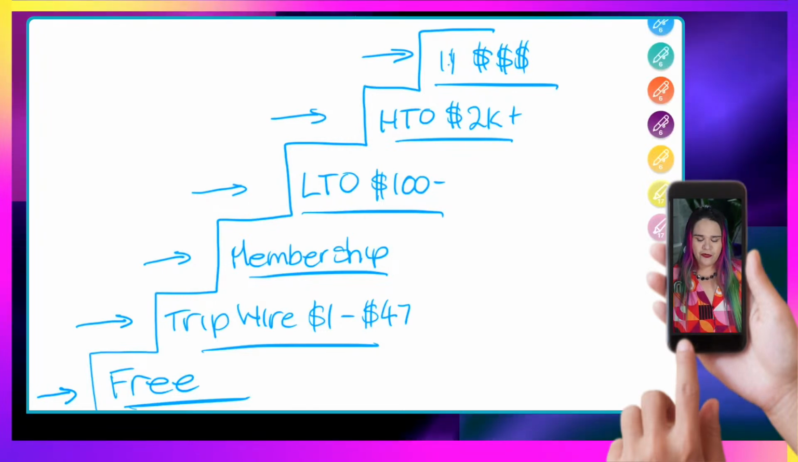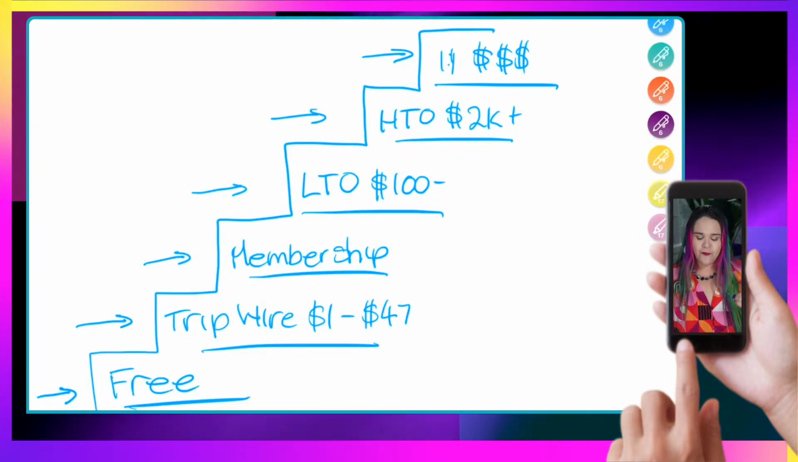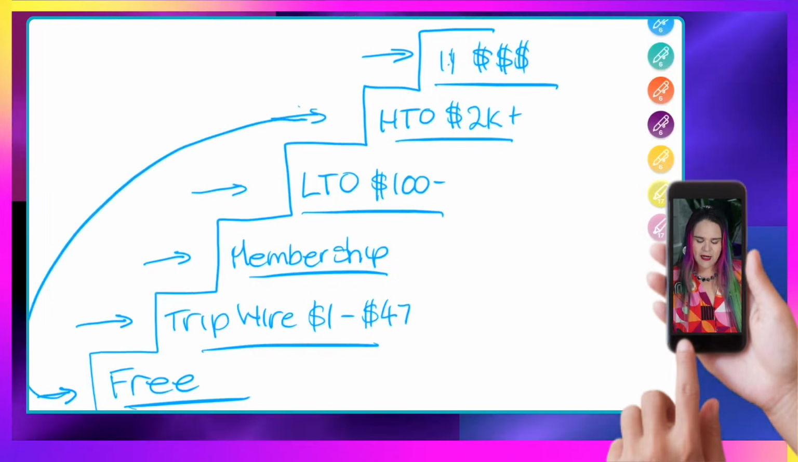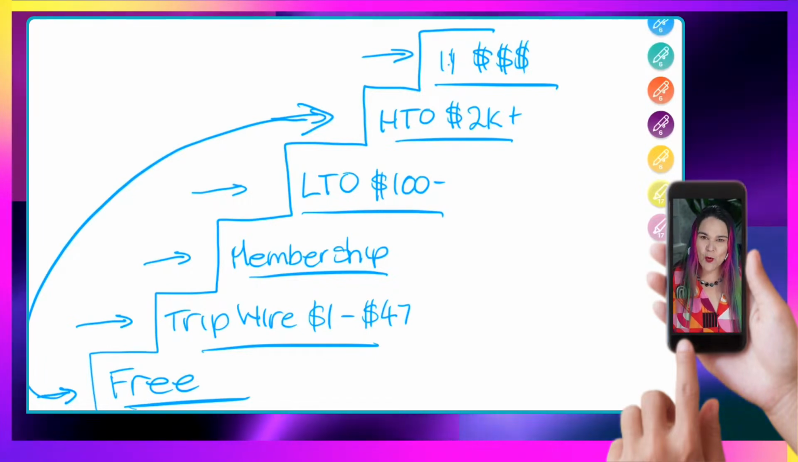So what I want you to do is, let's keep it super simple. Everything runs from free to high ticket offer. All roads lead to high ticket offer. So let's do the math around this so you understand exactly why.